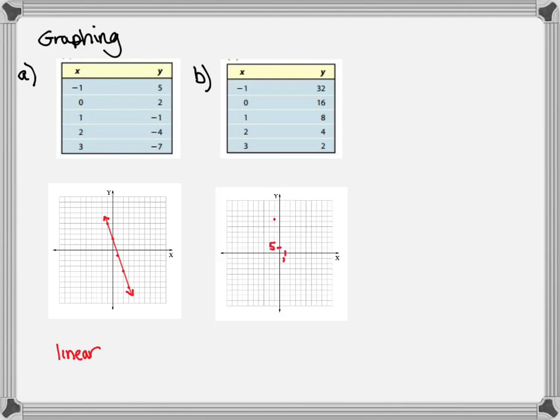This is our second table again. So let's plot these points. I'm going to change my scale on my y-axis so that every line is worth 5. But my x-axis, my scale is still going to be 1. So I have negative 1, 32, 0, 16, 1, 6, 2, 4, 3, 2. And this does look exponential, and that is what we found when we were looking at that. We found a common ratio.